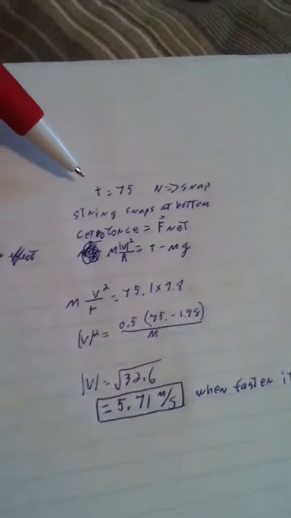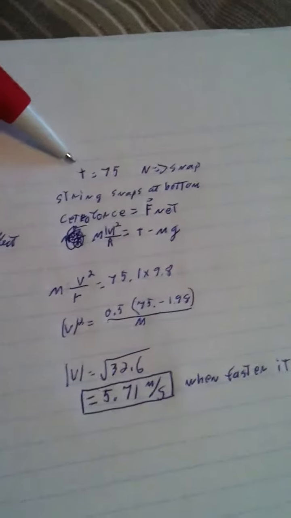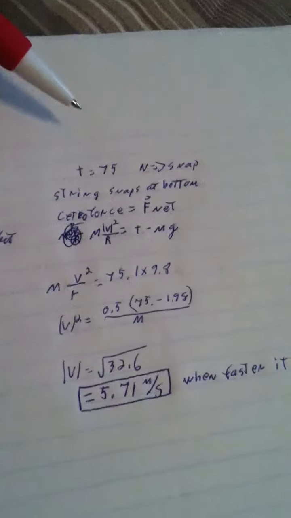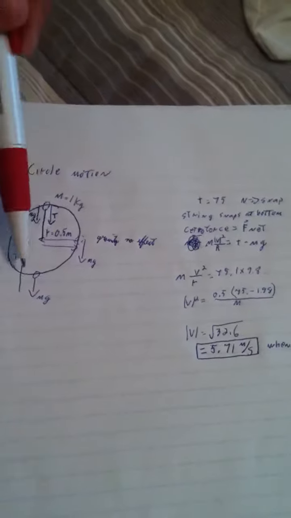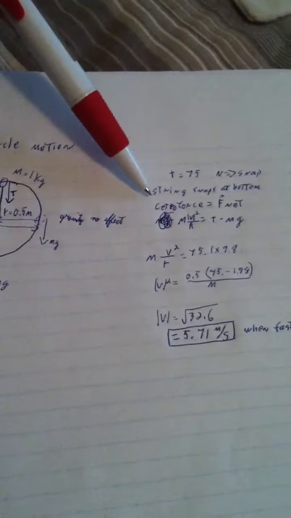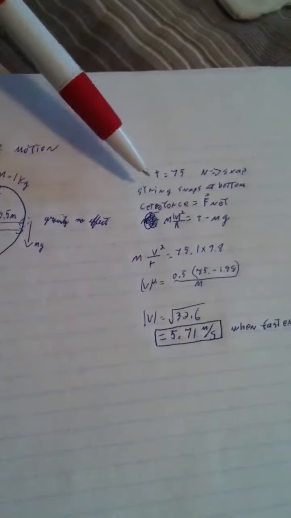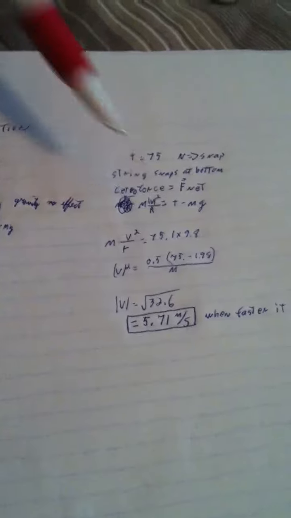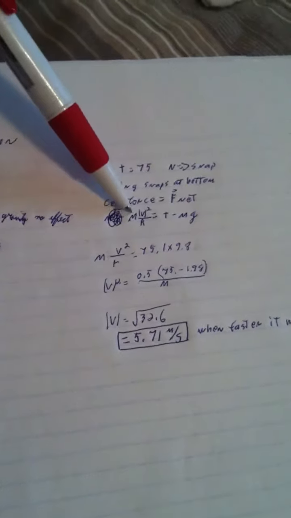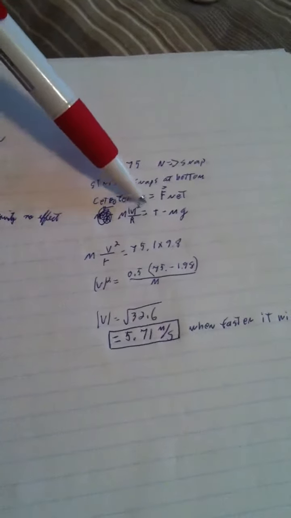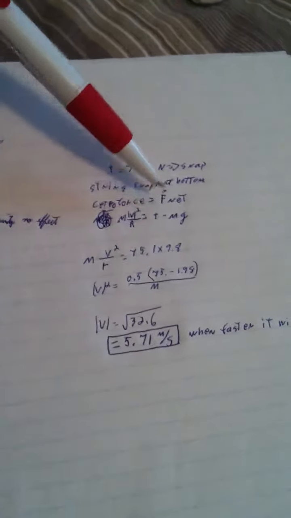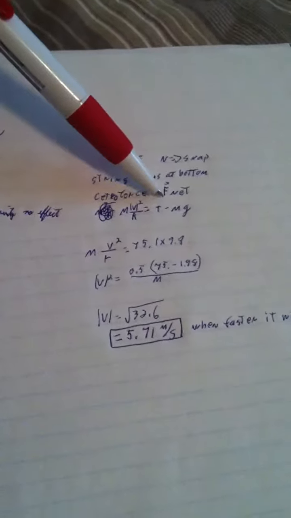So I come over here and I wrote down everything I knew. Tension equals 75 newtons. We just need to know when it snaps, and the string has to snap when it's at the bottom because that's when it has the most tension. So I put the centripetal force equals the F net, and then I put the mass times the velocity squared over the radius equals the tension minus the gravitational force right here.